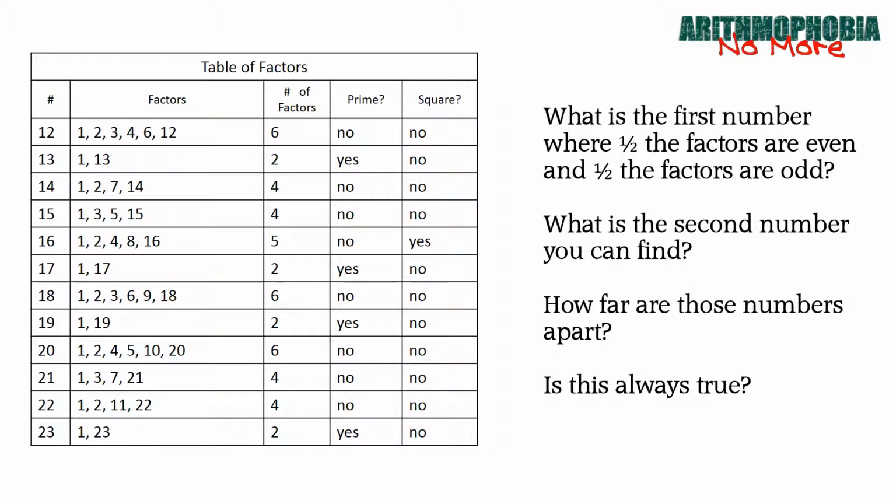Is there a way to predict the next number where half the factors are even and half the factors are odd? Then I would ask some more questions about numbers where all the factors are even or all the factors are odd. And then can we make predictions about what kind of numbers will have factors that are all even or factors that are all odd?